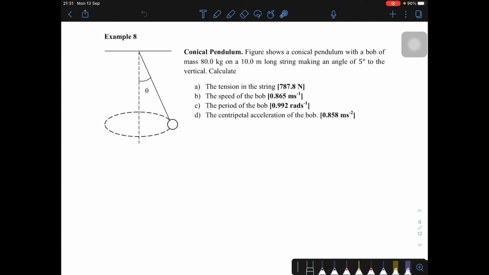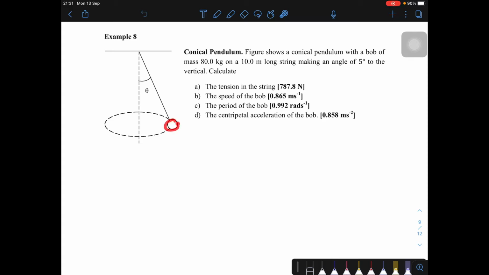Okay, next one, example. The figure shows a conical pendulum with a bob of mass 80 kg on a 10 meter long string making an angle of 5 degrees to the vertical. Calculate the tension in the string, the speed of the bob, the period of the bob, and the centripetal acceleration of the bob. Okay, so we have a conical pendulum here.